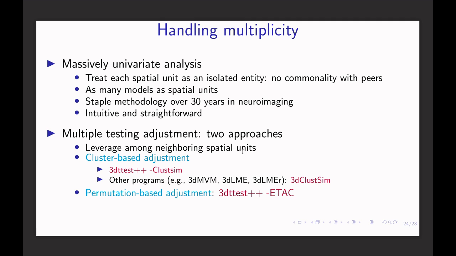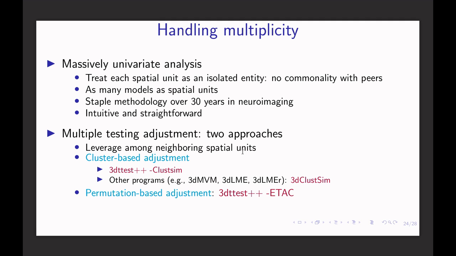The intuition is that if we have just pure noise, you may have some voxels that reach so-called significance level, but those voxels tend to be sporadic, isolated. If it's just pure noise, they would be difficult to form a cluster, right? So they would be difficult to get together. That's the idea. So with that intuition, there are two basic approaches.